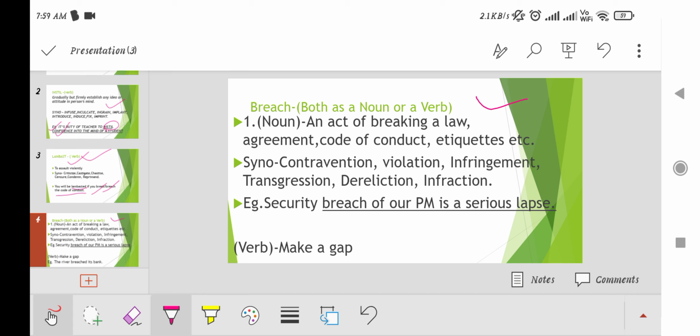Now, moving towards the synonyms of the word breach, that is contravention, violation, infringement, transgression, dereliction, and infraction. These are the words. Now, how can we use them?